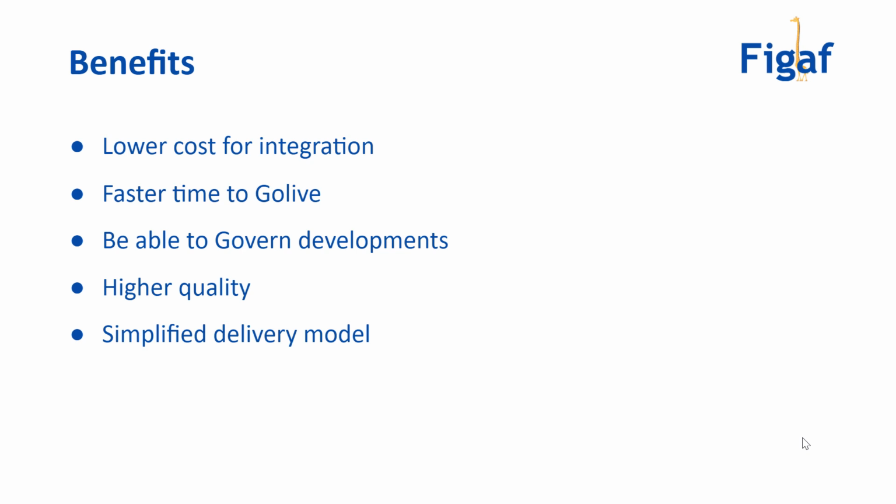You'll be able to actually govern the development and make audit trails a lot better, because you've got this fine-grained visibility in what objects are changed for what reason, and handle that in the full process. Then it will give you a higher quality, and it will simplify the delivery model that you have, because you can use the same tools both for PI, CPI, and API management.